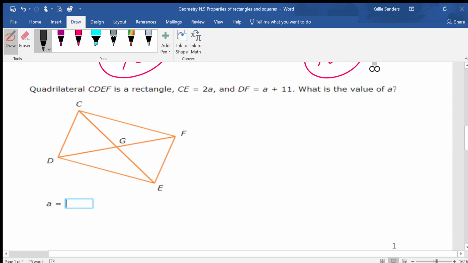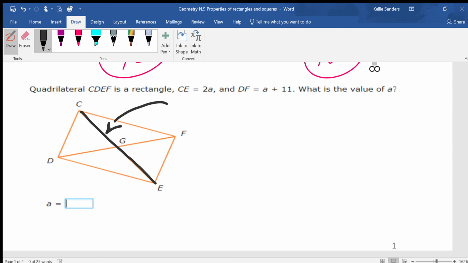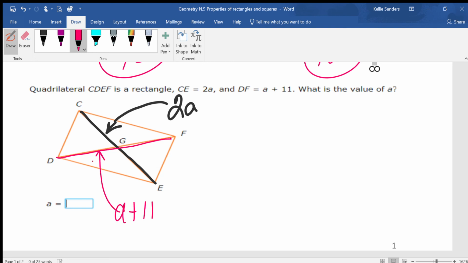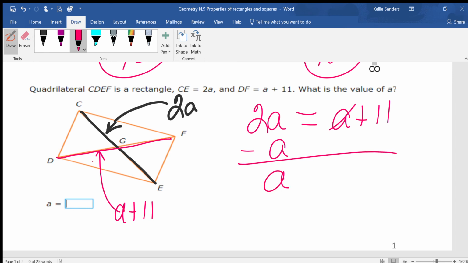This is a rectangle, CE. Right there is 2A. DF, which is right here, is A plus 11. If it is a rectangle, then the diagonals are equal to each other. So I'm going to put an equal sign. I'm going to put 2A on one side and A plus 11 on the other side. I'm going to solve for A. A equals 11. I'm looking for A, so I am finished.